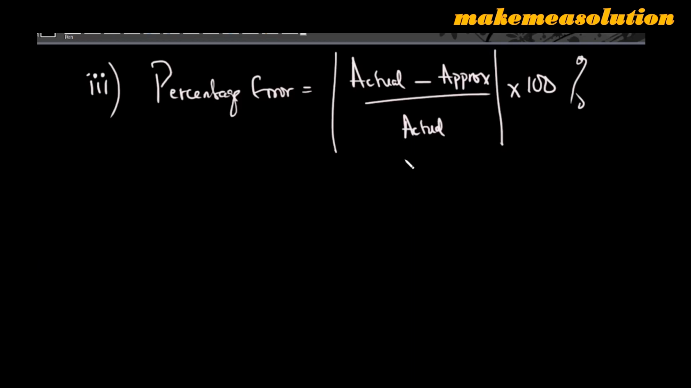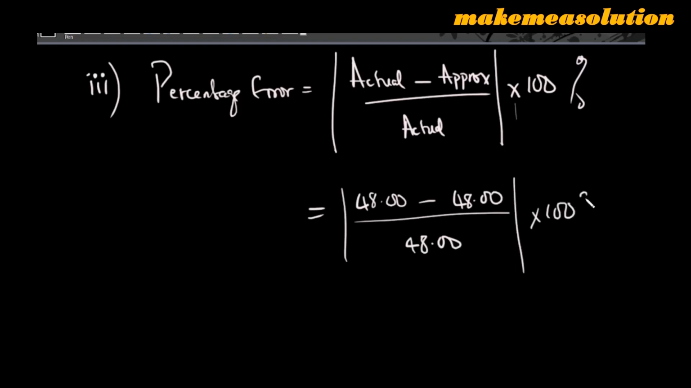So just in case you're dealing with another question that asks you to find the percentage error, percentage error is actual minus approximate all over actual value, times 100 over 1, and this is the absolute value. So the actual value is 48.00 minus the approximate value, also 48.00, all over the actual value 48.00, times 100 over 1. So we have 0.00 times 100%, which is going to be 0.00 percent.